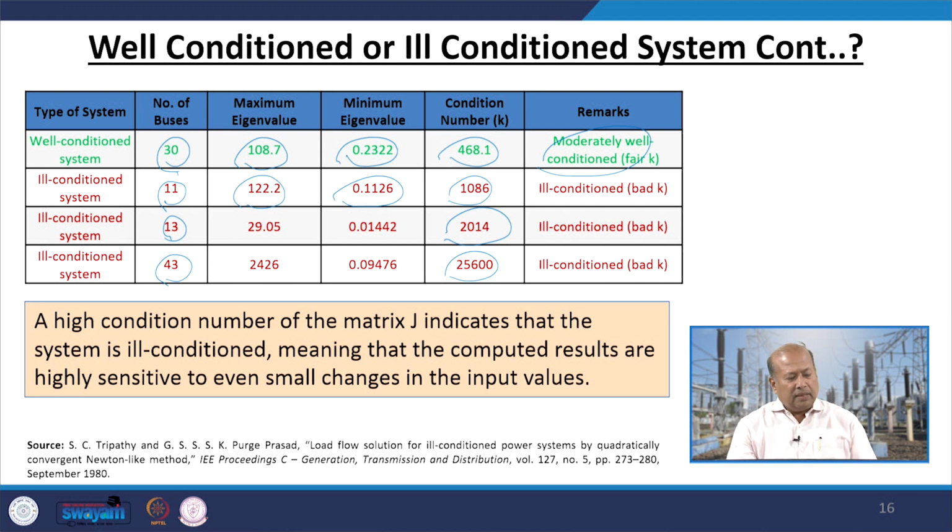So generally we can argue that if the condition number is significantly high, then it is ill-conditioned, which is not good, it is bad for the system. A high condition number for the matrix J indicates that the system is ill-conditioned. A higher condition number leads to ill-conditioning, meaning that the computed results are highly sensitive to even small changes in the input values. That means the calculated parameters are quite sensitive to small changes in my initial values.